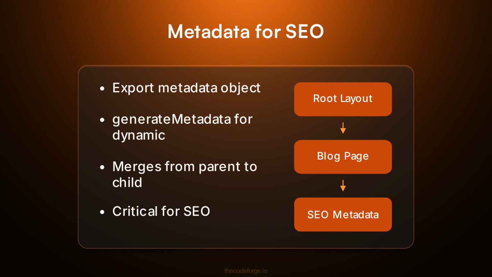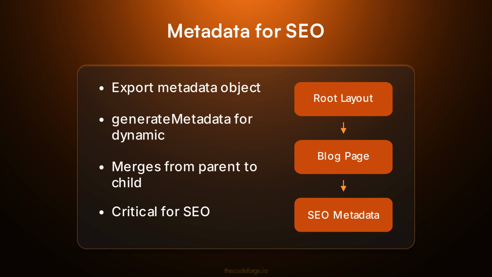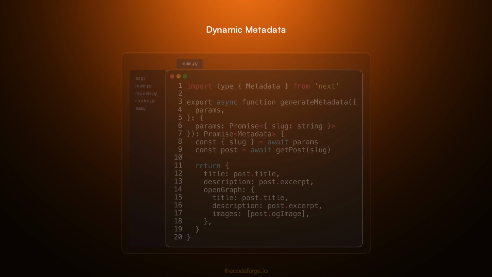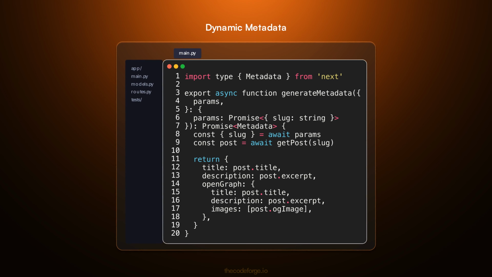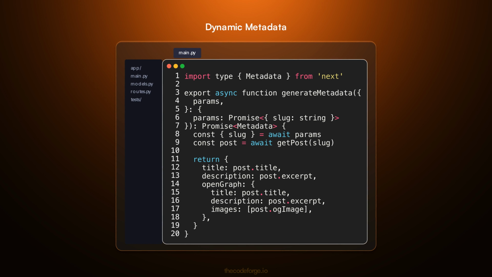Next.js has a built-in metadata API. Export a static metadata object or a generateMetadata function for dynamic pages. Metadata merges from parent to child. This generateMetadata function fetches the blog post and returns dynamic title and description. Each post gets unique SEO metadata.